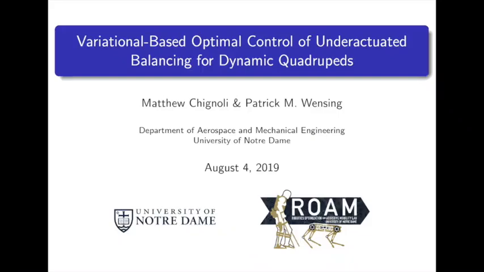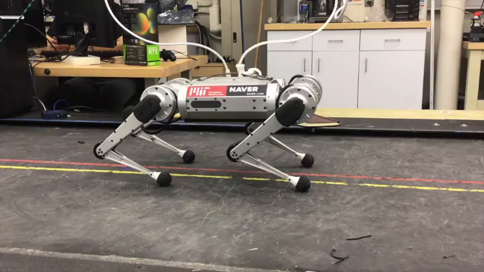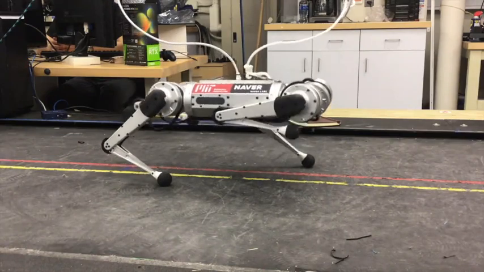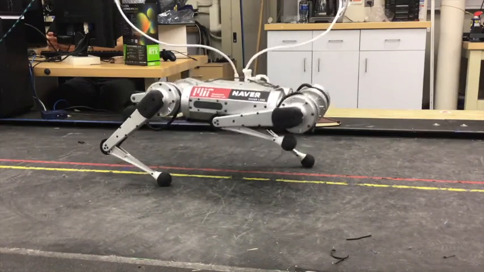This video will present the findings from the paper entitled Variational-Based Optimal Control of Underactuated Balancing for Dynamic Quadrupeds. The paper proposes a novel quadratic programming-based control strategy that enables the MIT Mini Cheetah to sustain balance on two legs, even in the presence of mild push disturbances.